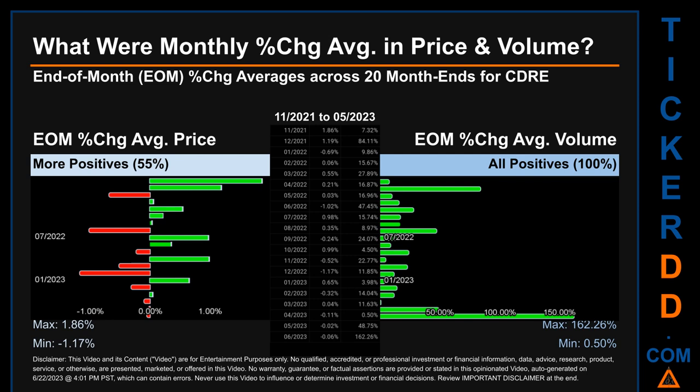Price saw an end-of-month max of 1.86% in average percentage change along with a minimum of -1.17%. For volume, the maximum and the minimum monthly percentage change were respectively 162.26% and 0.50%.